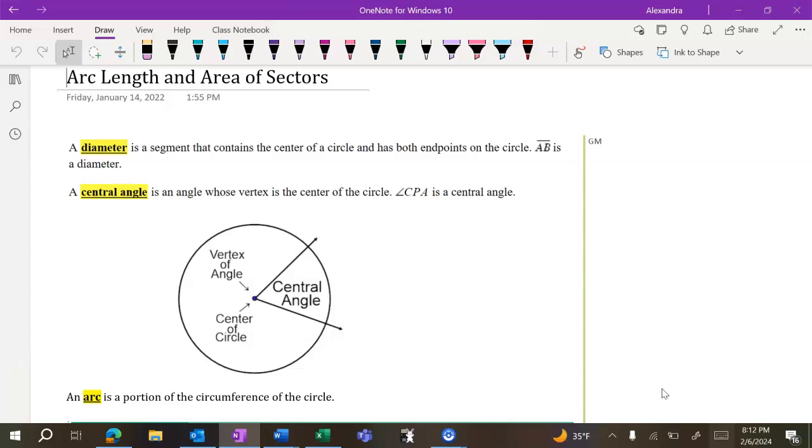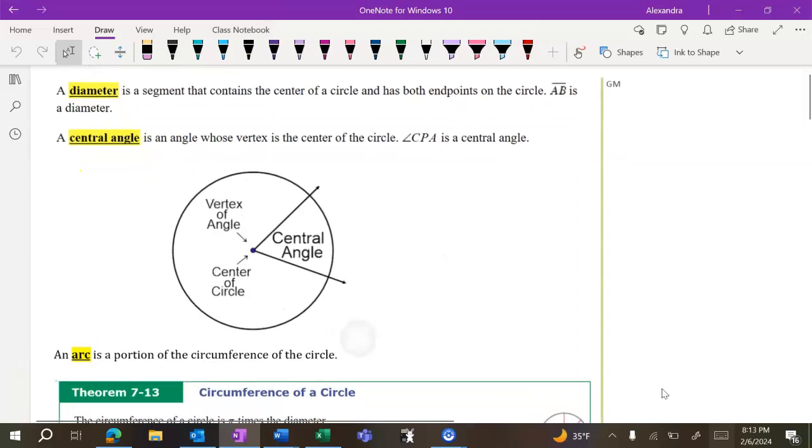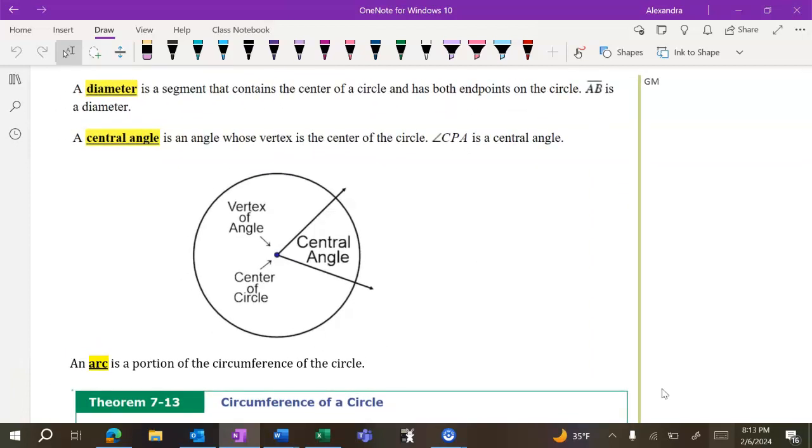So hopefully we remember diameter is a segment that contains the center of a circle and has endpoints on either side of the circle. We know that the diameter is twice our radius, or our radius is half of a diameter. The central angle is an angle whose vertex is in the center of the circle. So right here, if we were to call this CPA, this would be our central angle.